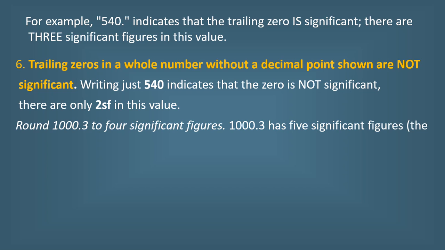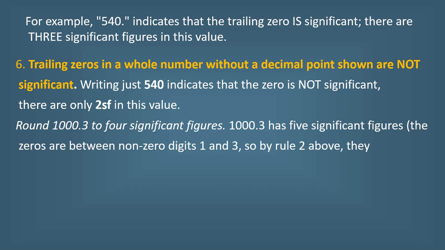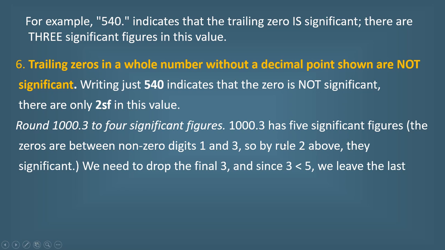and this one has 5 significant figures. Okay, the zeros are between non-zero digits 1 and 3. So by rule number 2, since they are between the non-zero digits, they are significant. Okay, these zeros here, 1, 2, 3, now they are between the non-zero digits, they are significant.